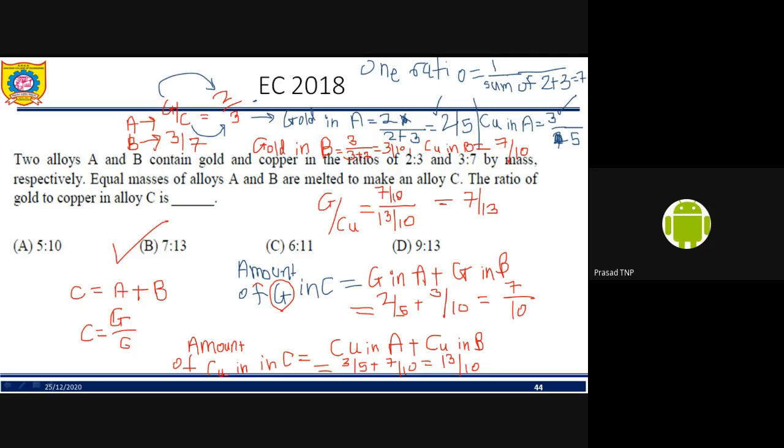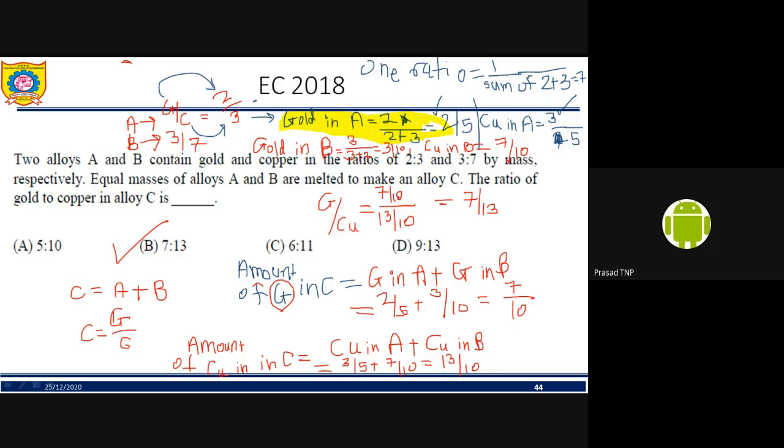So what we have done is we have calculated the copper in A by the ratio and proportion method. Copper in A and gold in A. Here at the top, you can check. Initially we calculated gold in A, which I am highlighting now. The ratio term for gold is 2, and for copper it is 3. So 2 divided by the total ratio, the sum of 2 plus 3, that is 5. So 2 by 5 is the amount of gold in A and copper in A is 3 by 5.